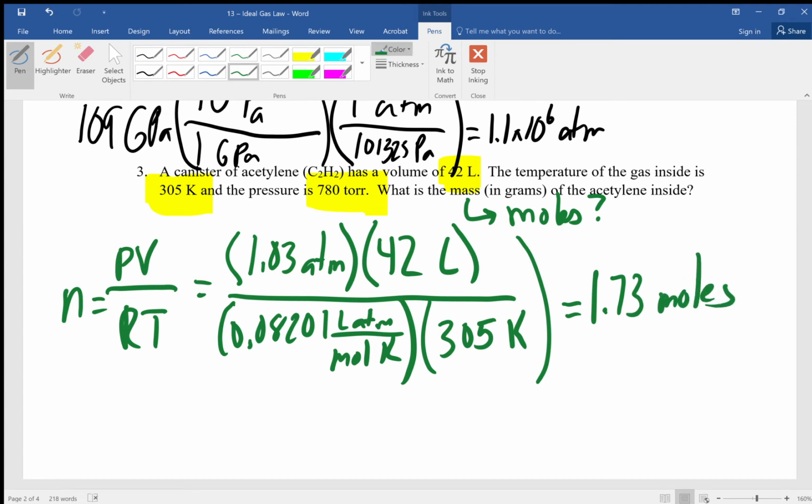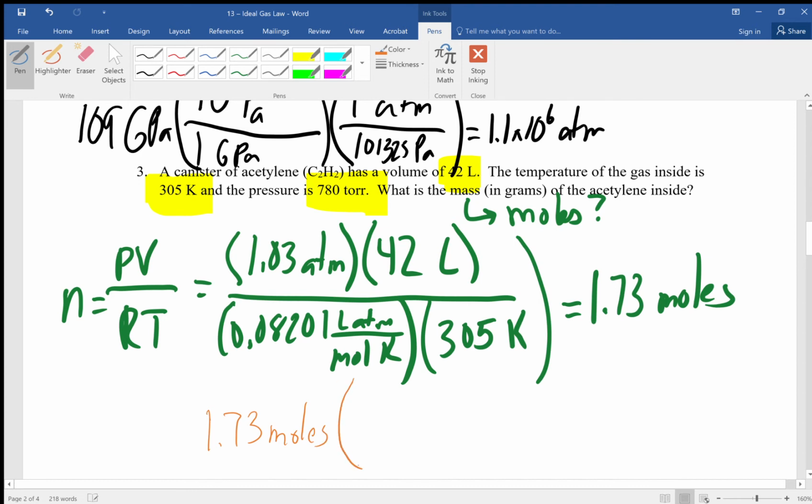But remember that what we're trying to find here is not moles ultimately, but mass. So we take our number of moles, and we multiply it by the molar mass of acetylene. Acetylene is C2H2, so we can add that up. We find there's 26 grams in 1 mole of acetylene, and we get a final answer of 45 grams.